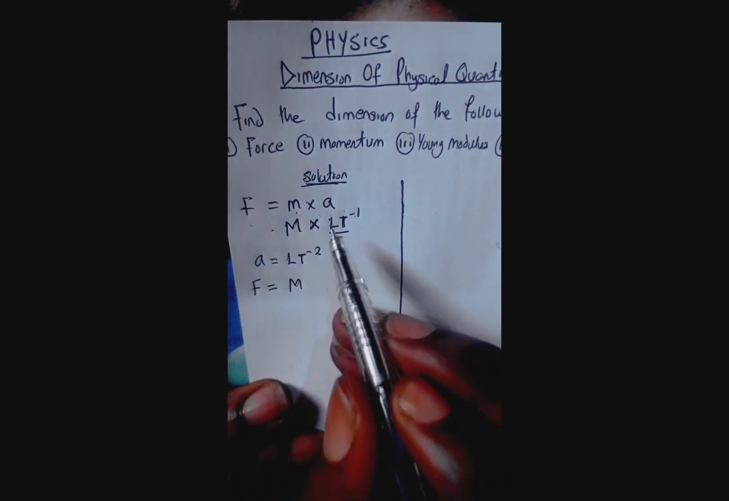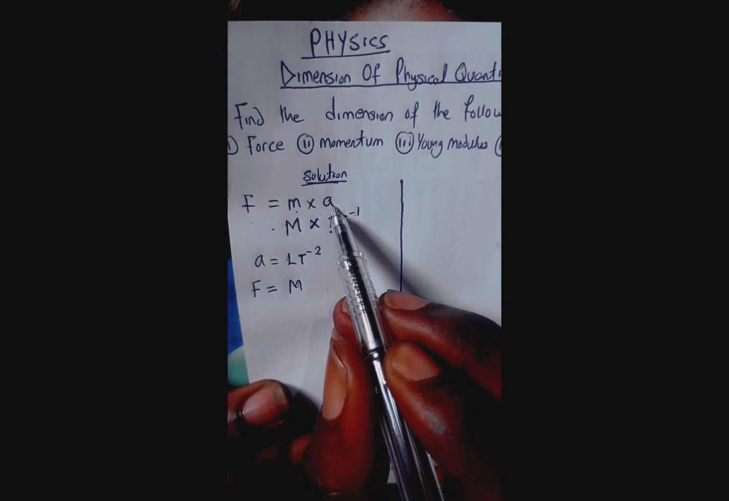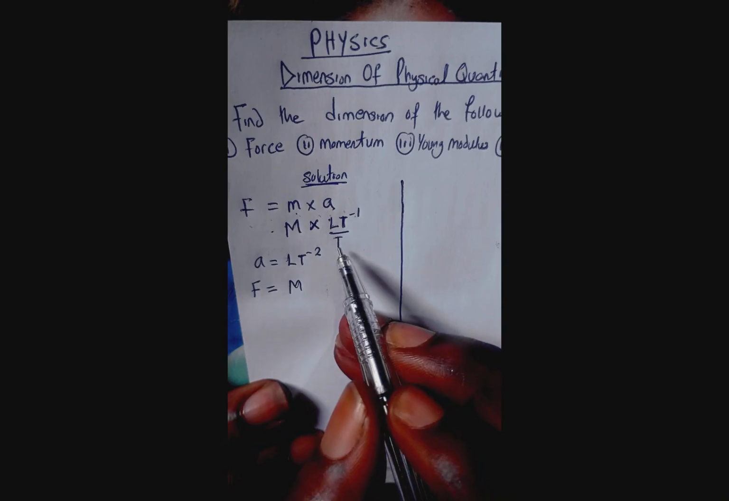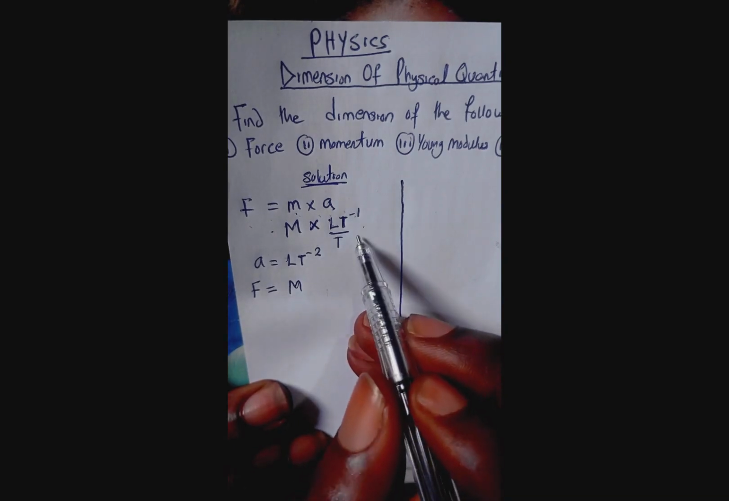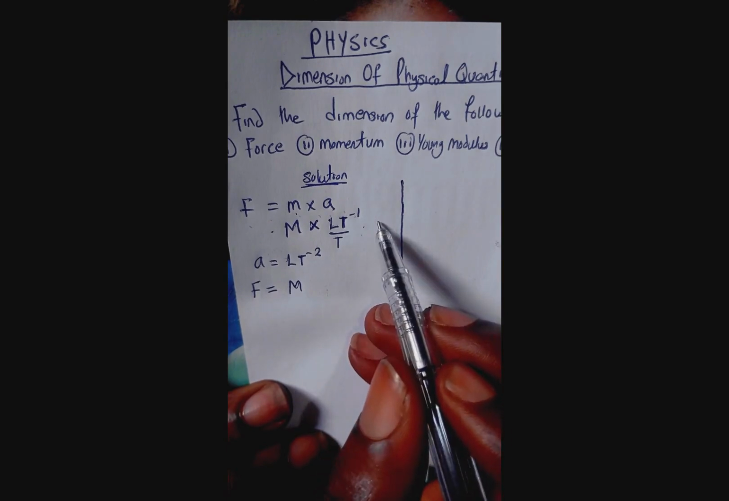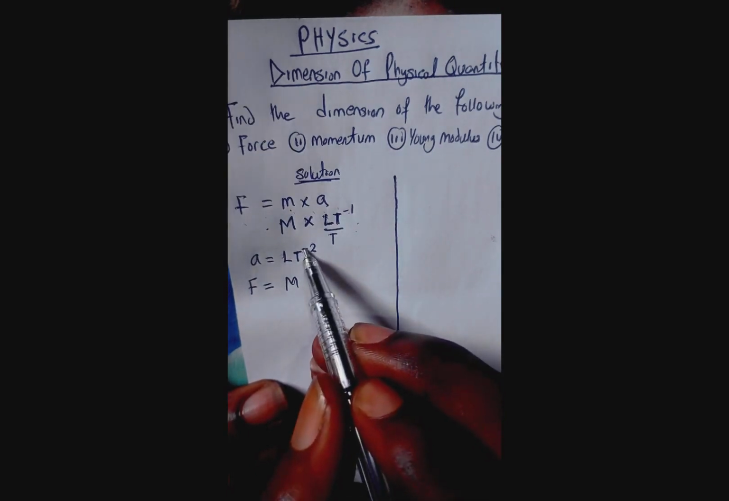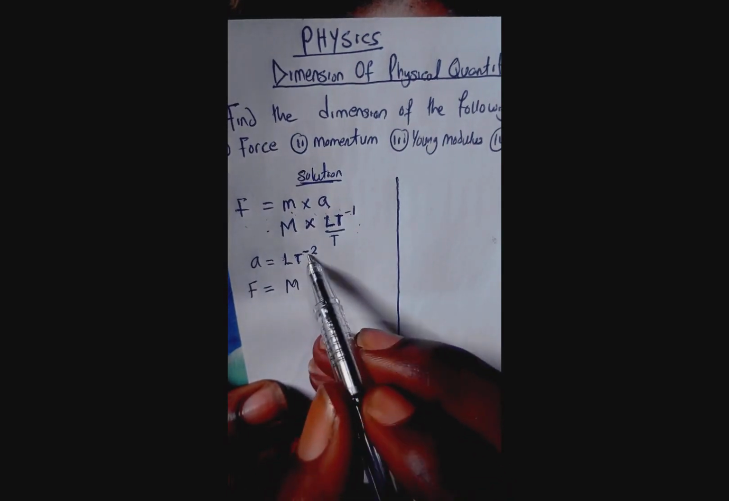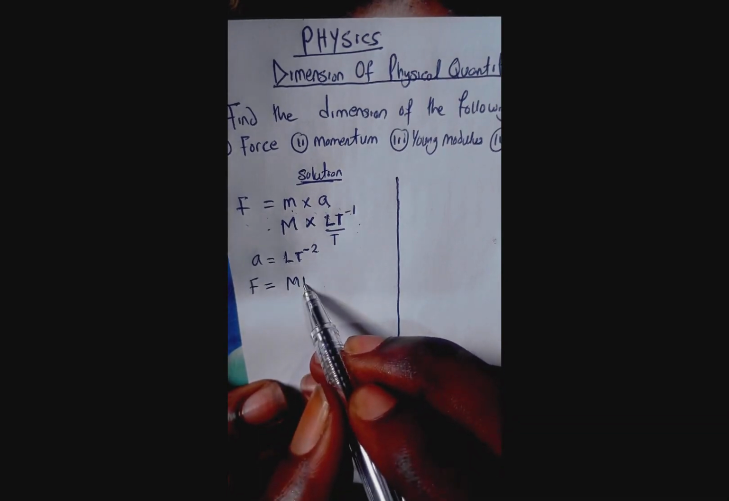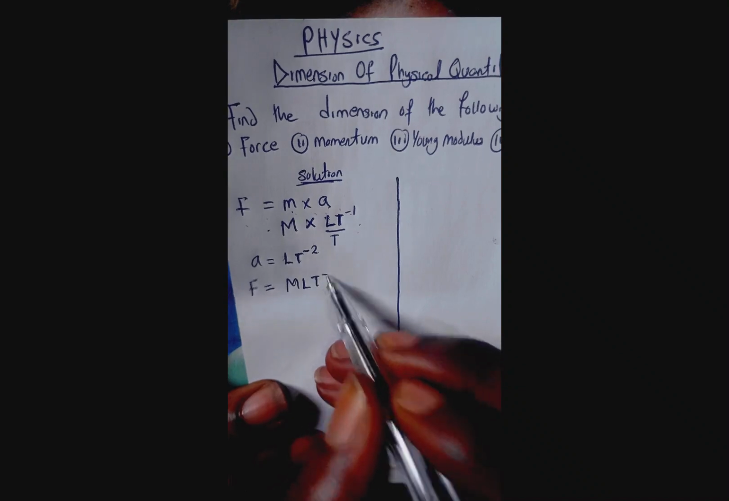Now don't forget, acceleration is still a derived quantity. We have to simplify it further until we get fundamental quantities, which is distance over time squared, and distance is L, then time is T. That's why we have LT^-2. So the dimension of force is now going to be MLT^-2.